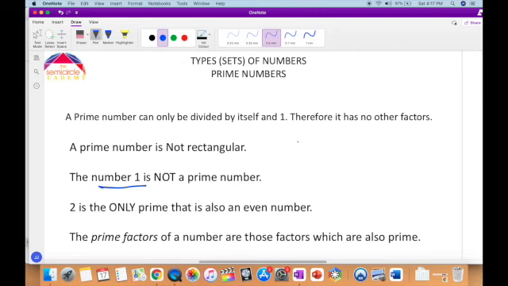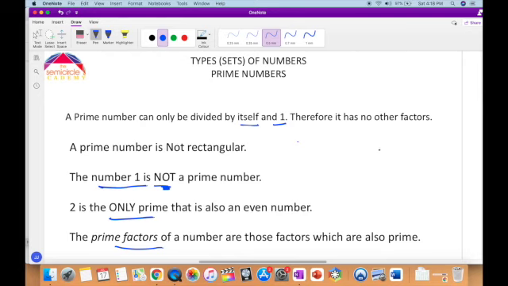The number 1 is not a prime number, because a prime number could be divided by itself and 1, right? So 1 is not included as a prime number, right? 2 is the only prime number that is an even number. All of the other prime numbers are odd. Yeah, well, so far we don't know. We actually don't know, right? Maybe somewhere far down the line we could find another even one, but so far 2 is the only even one. The prime factors of a number are those factors which are also prime.